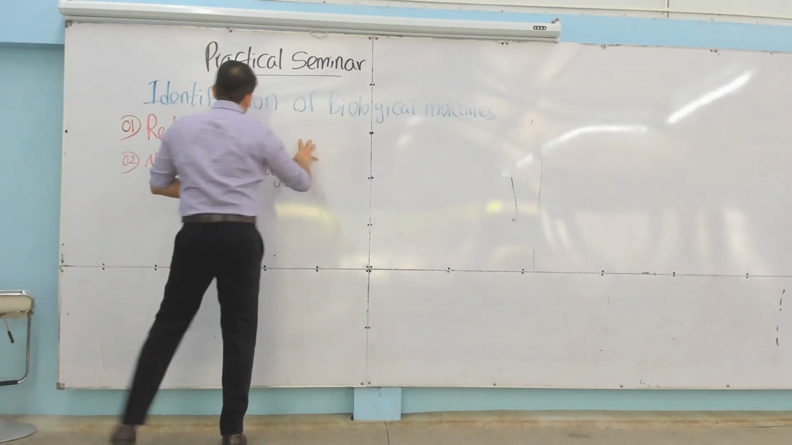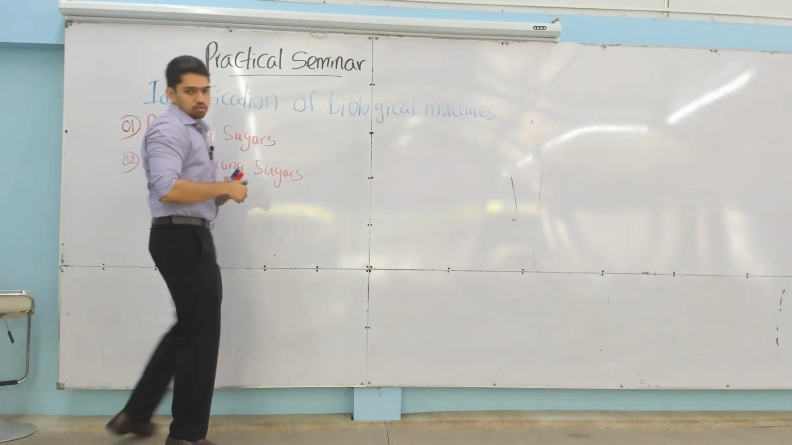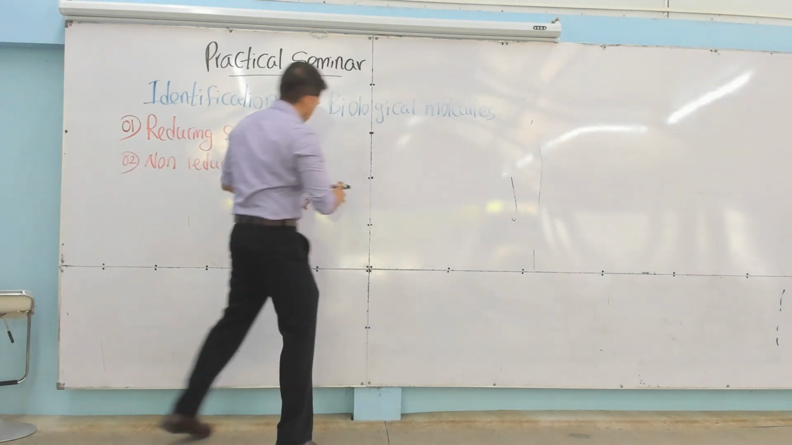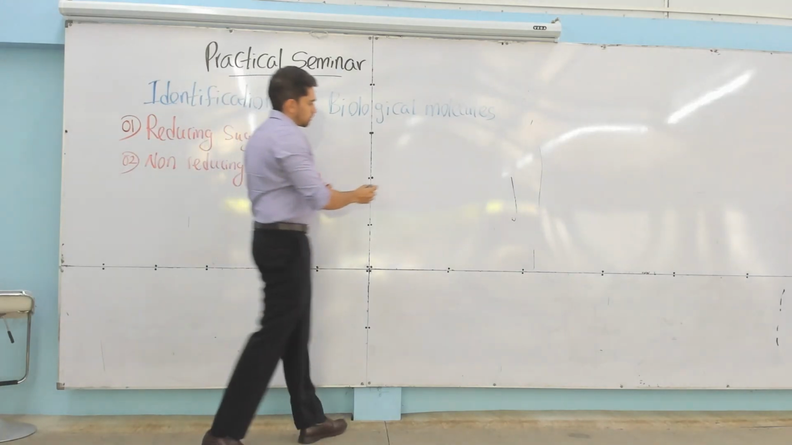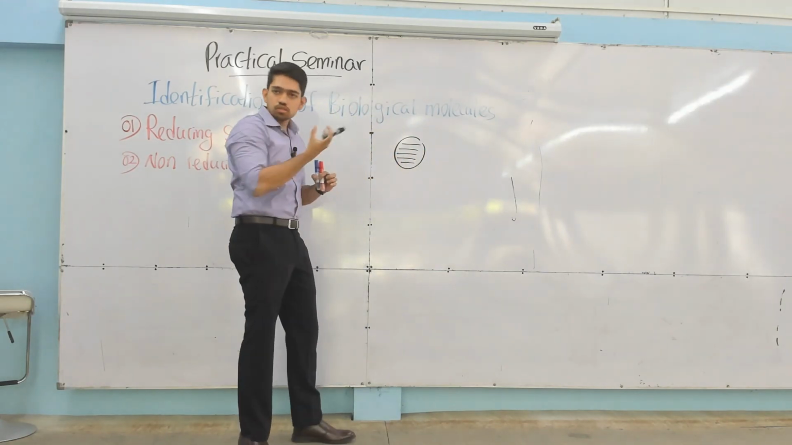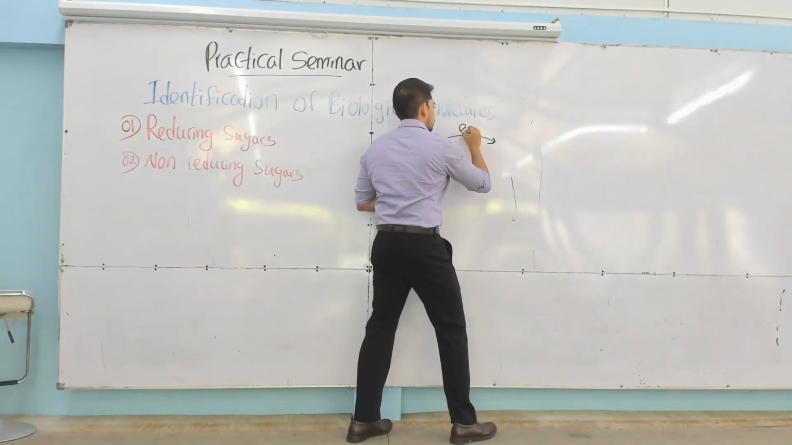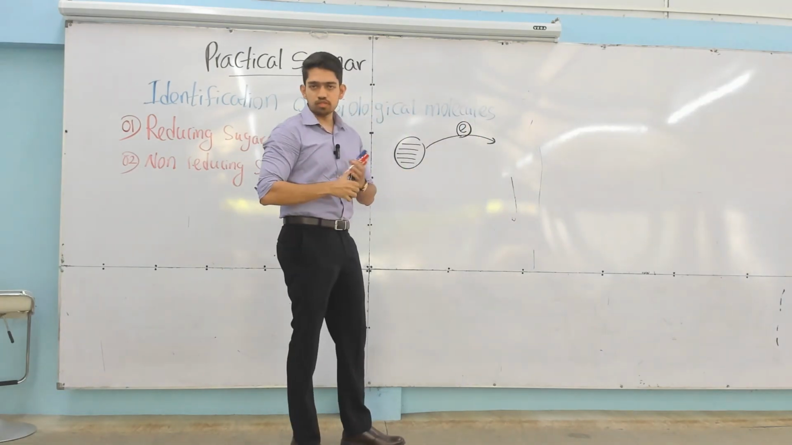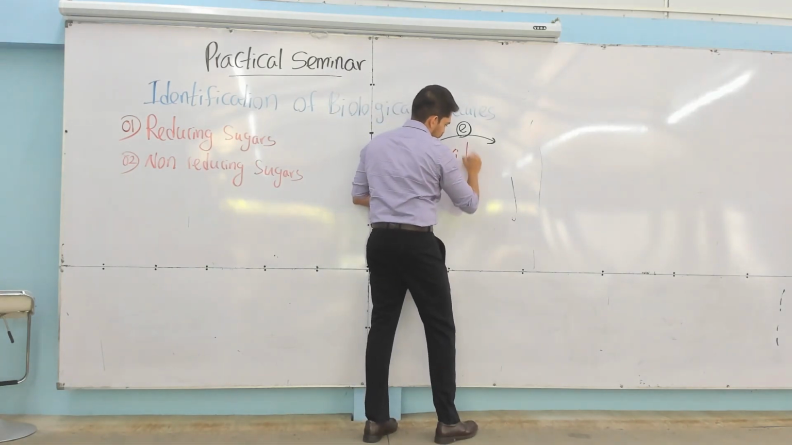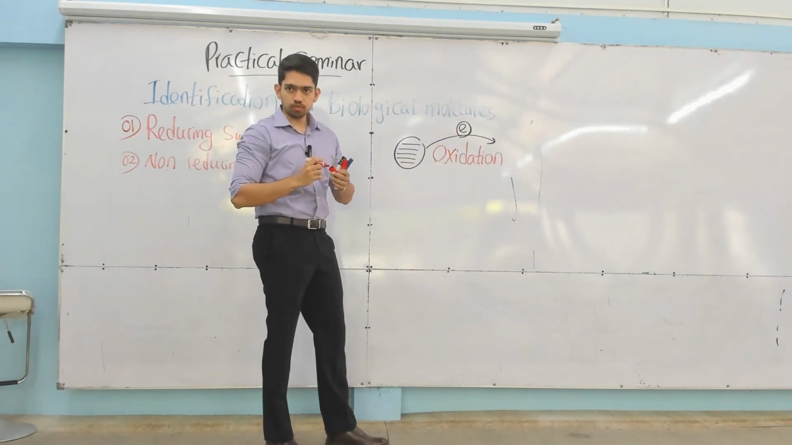Let's look at what is happening in a reducing sugar and non-reducing sugar from a chemical perspective. What is the chemistry of it? Imagine there's a certain molecule, a substance. If that thing is giving an electron, is releasing an electron, what do you call that? He is becoming oxidized. He is undergoing oxidation.